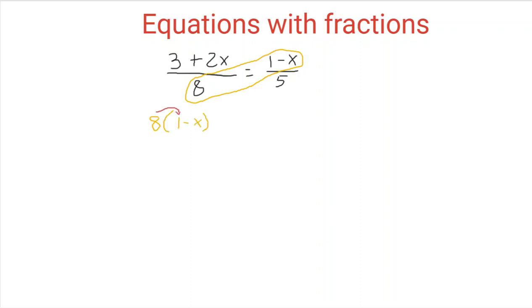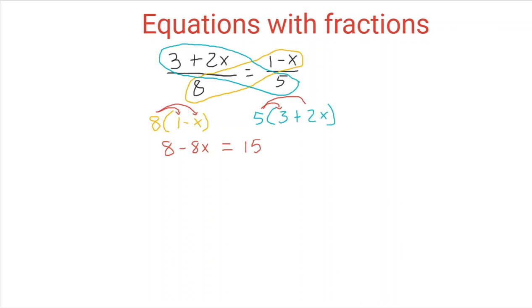All right, so let's try another one. Let's say I had 3 plus 2x over 8 equals 1 minus x over 5. I'm going to cross multiply: 8 times 1 minus x. 8 times 1 is 8, and 8 times negative x is negative 8x. Now I'm going to cross multiply the other side: 5 times 3 plus 2x. I'll use the distributive property. 5 times 3 is 15, and 5 times 2x gives me 10x. And I'm done with that.